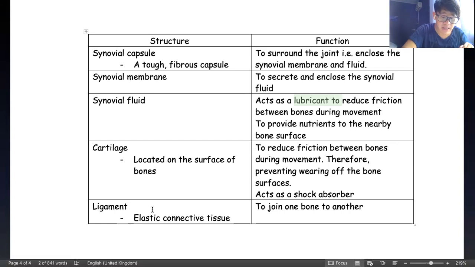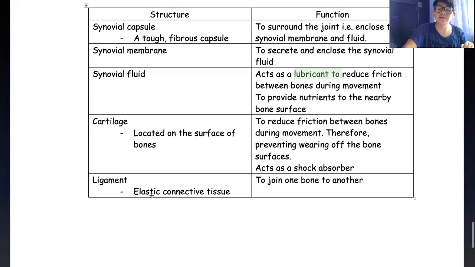And lastly is your ligament. The ligament is the elastic connective tissue that joins one bone to another. I don't think I have ligaments here, but you should find ligaments running from there to there. That area there is where the ligament should be. Okay, other connections here. The area I highlighted in the box is where the ligament should be, but it is not shown here in the diagram.